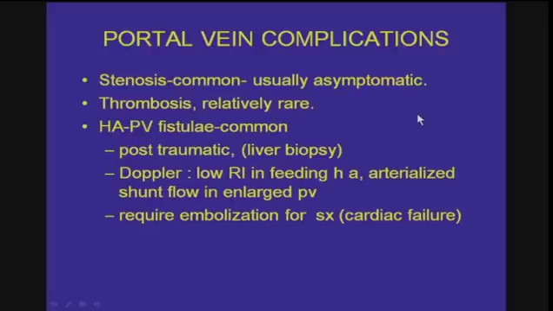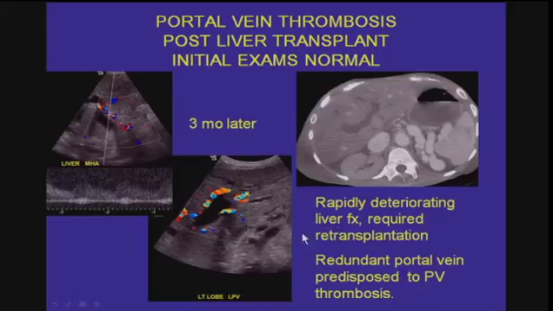Hepatic artery to portal vein fistulas are common, usually from liver biopsy, and what we see there is low resistive indices in a feeding hepatic artery and an arterialized shunt flow that goes back into a large portal vein. These usually don't require therapy unless they are symptomatic. So just some examples on the portal venous side here.